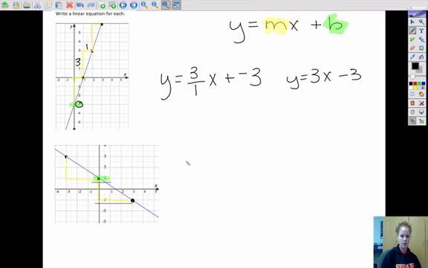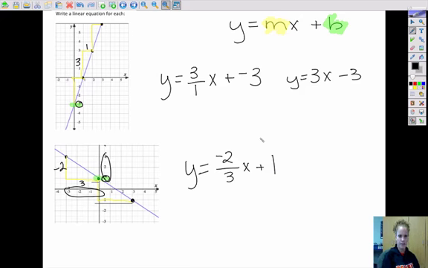Down here, my slope is going to be negative because my line's going down. I see that I'm going down 2 from 3 to 1, and I'm going over 3 from negative 3 to 0. So I have negative 2 over 3x, and my y-intercept here is 1, plus 1.